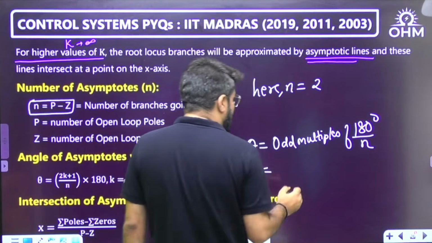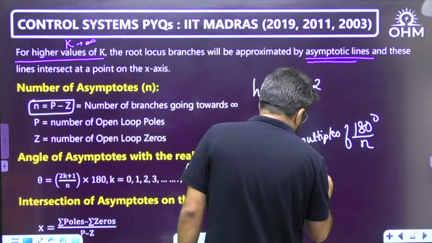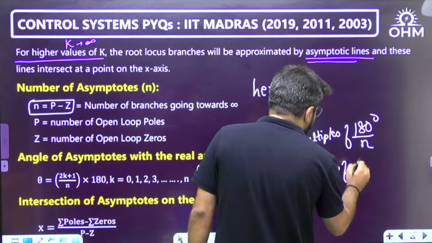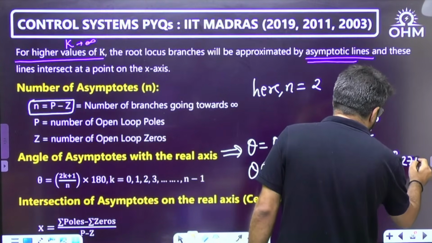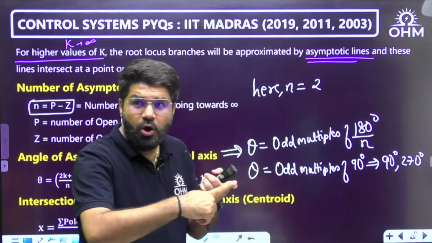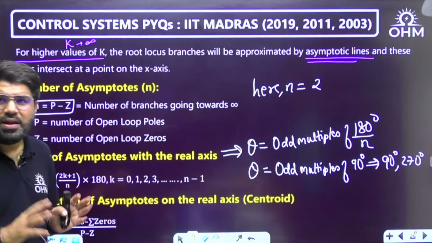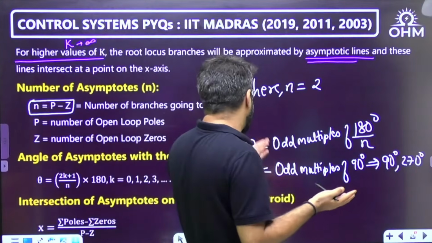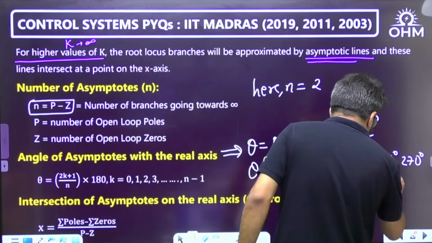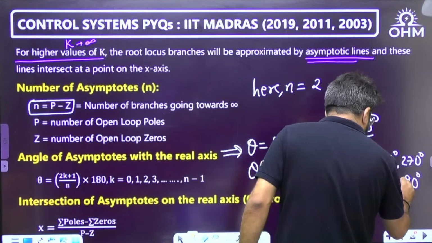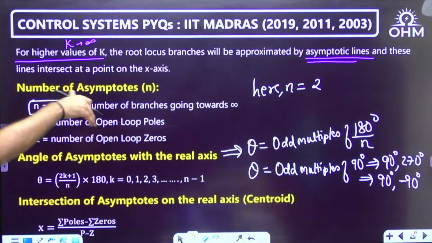So what is theta? For this question, odd multiples of 180 by 2, that means 90, and odd multiples of 90 are 90 degrees and 270 degrees. 90 into 1, 90 into 3, and two asymptotes, so two angles I'll write. The k is 0 to n minus 1, and the number of angles required is equal to the number of asymptotes. 90 and 270, or some people write it as 90 and minus 90. Minus 90 and plus 270 are the same angle. 270 anti-clockwise, 90 degrees clockwise. We'll come to the negative y-axis.